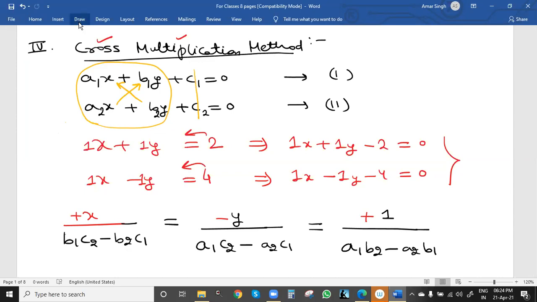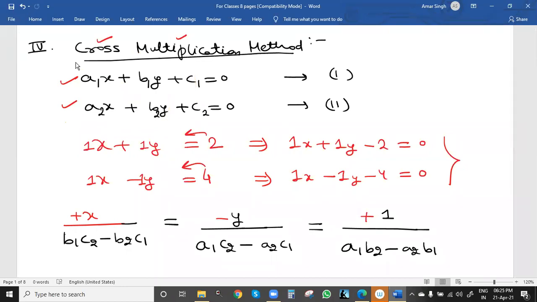Let me explain once again. What is the process basically? First, we have written the standard form of a pair of linear equations, two equations. This is one equation, and the other one is this one. So a1x plus b1y plus c1 equal to 0 is the first equation. Second is a2x plus b2y plus c2 equal to 0.